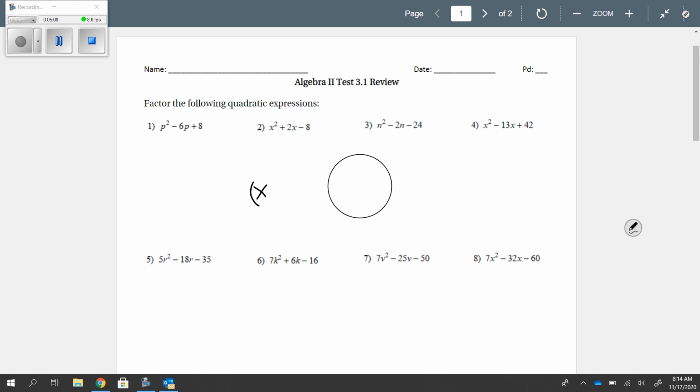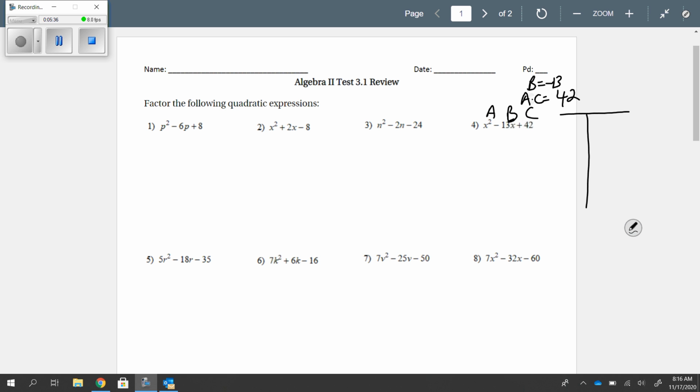I'm gonna do number 4 for the last types of this, and then we'll move on. Number 4, A, B, and C. B equals negative 13. A times C equals 42. All right, let's find multiples of 42 that add up to negative 13.